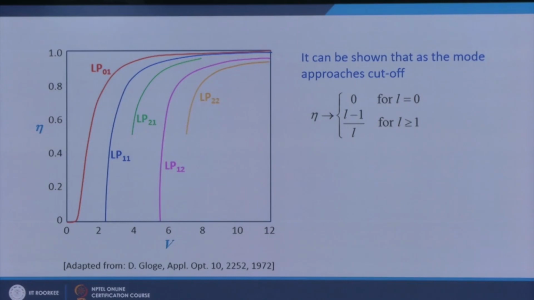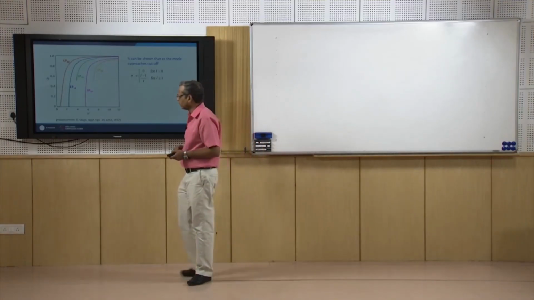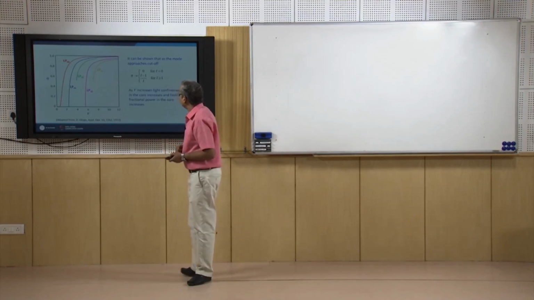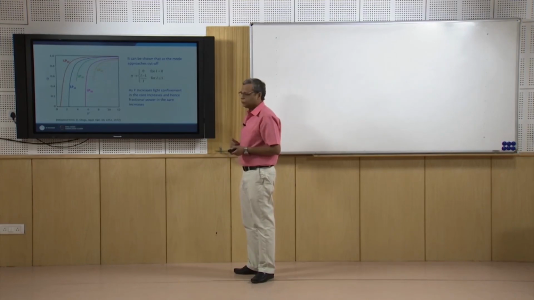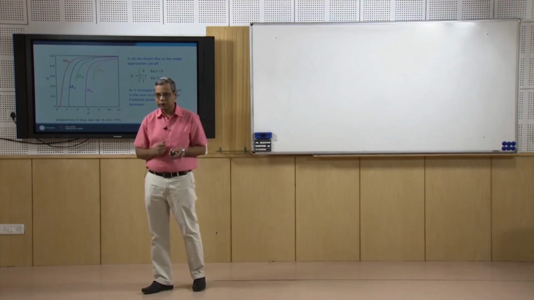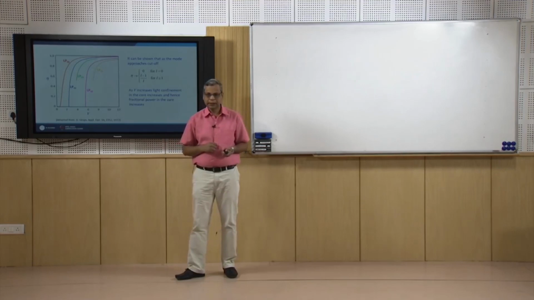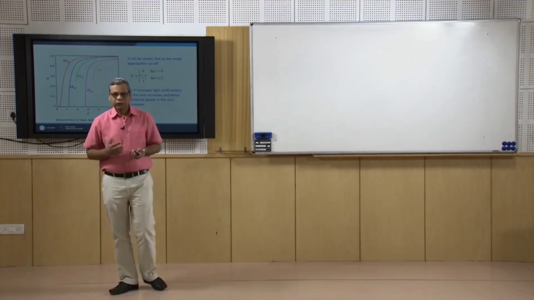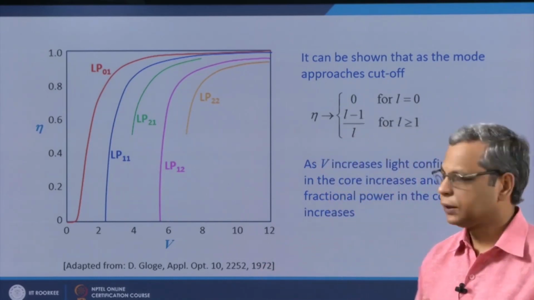So, this is how the power of different modes is distributed between the core and the cladding. And I can see that as V increases, there is more and more power confined in the core, and therefore the fractional power in the core increases as V increases. This I know from the theory of planar waveguides also. Okay, we have seen that.